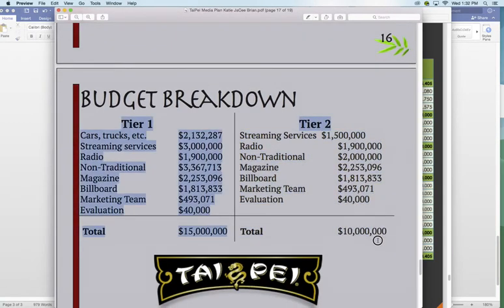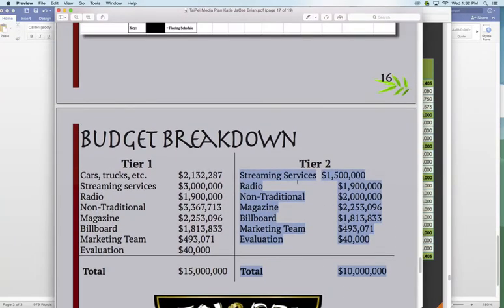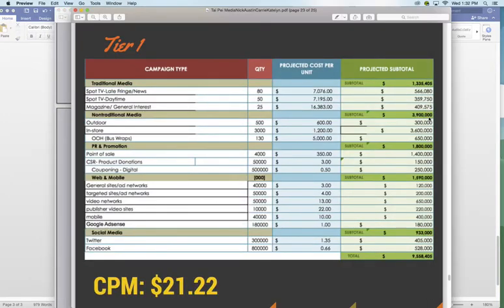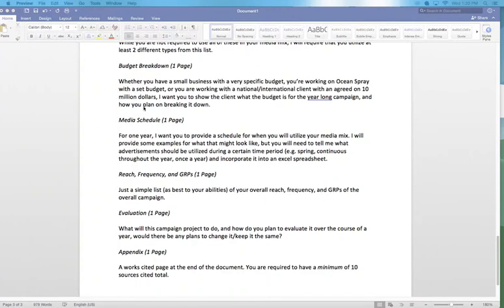It doesn't have to be fancy. I do want you to prove that you're utilizing the tools well. But again, it does not have to be so comprehensive that it looks like this. If you want it to, you can certainly do that as well. So that's budget breakdown. The other thing is your media schedule. And I'll show you what that looks like.